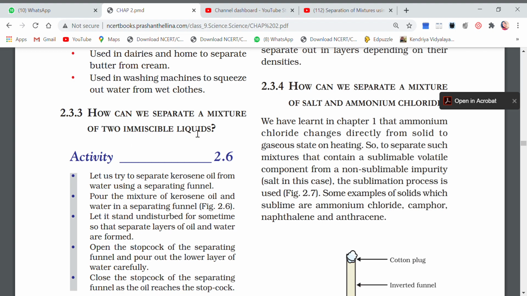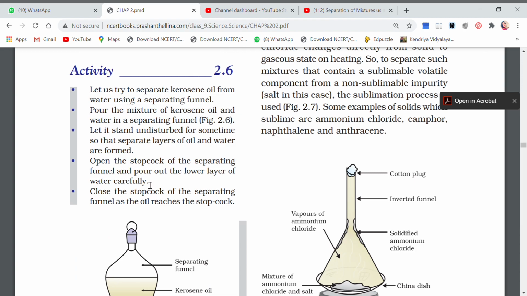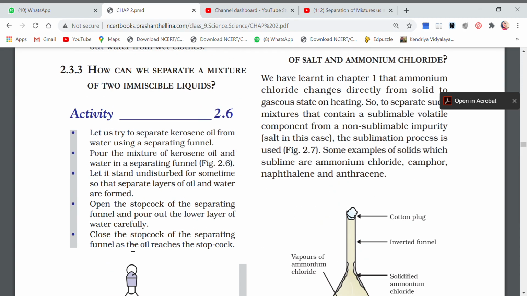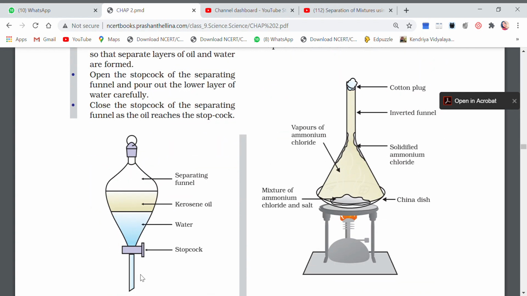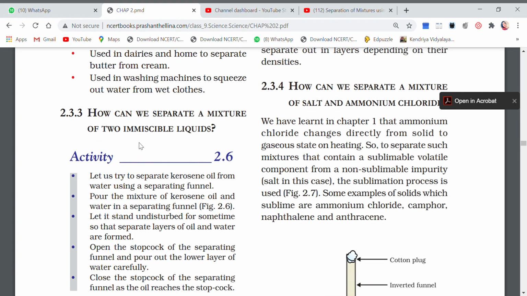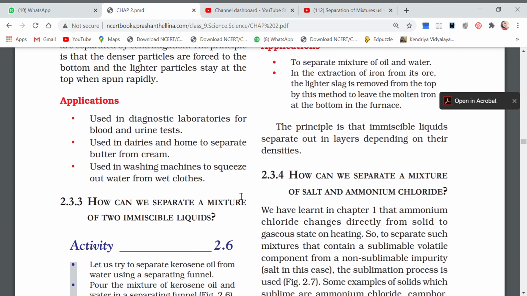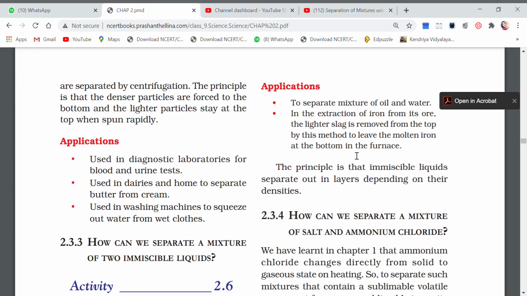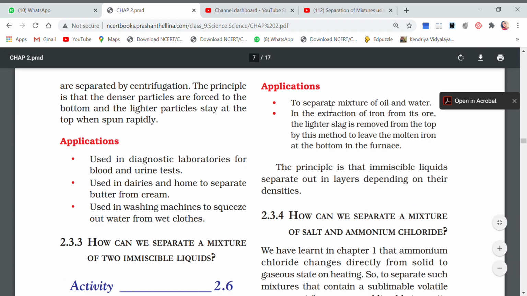This is your question and this is your answer along with the diagram. So you will write the whole activity and the diagram. So two questions are done. Now we will come to the next part here of the page, applications. To separate mixture of oil and water. First application. Second, in the extraction of iron from its ore.